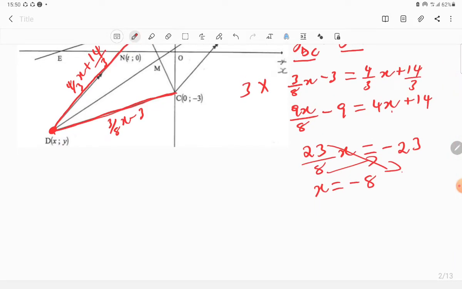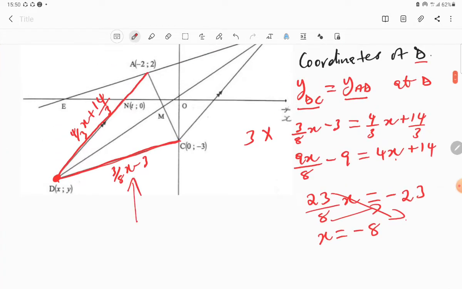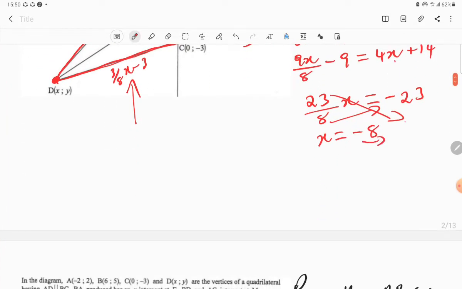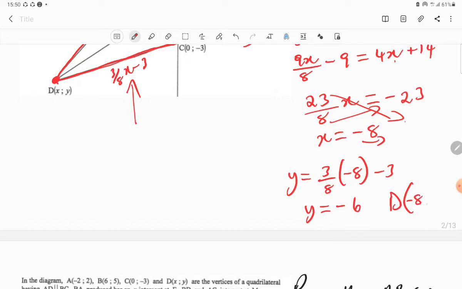Then moving forward, what do you do with this negative 8? You will have to substitute into one of these equations, either this one or the other one. You have to substitute this value negative 8. So what are you having? You have y equal to 3 over 8, then in the place of x you put negative 8, then minus 3. The value of y, when you press your calculator, or you can even solve it manually, you will get negative 6. So these are the coordinates of D: when x is equal to negative 8, your y is equal to negative 6.